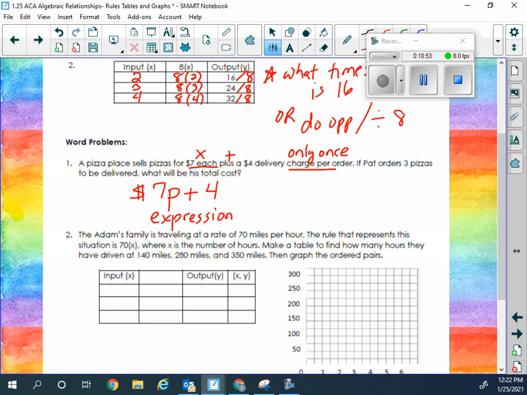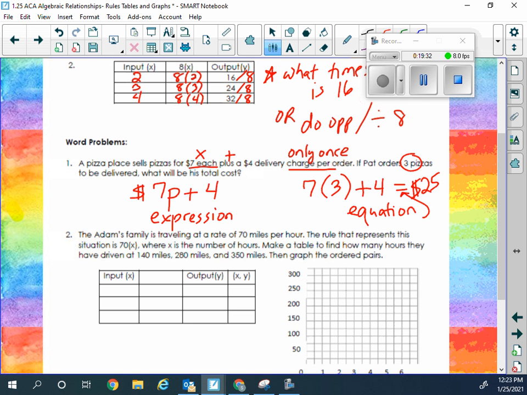If Pat orders 3 pizzas to be delivered, what would be his total? So now instead of the unknown, we know how many. It's 3. So they're $7 each plus the delivery charge of $4. Can I solve it now? Yes. 7 times 3 is 21 plus 4 is 25. Now this is an equation because of the equal sign there. Okay? And don't forget your units in dollars. All right?